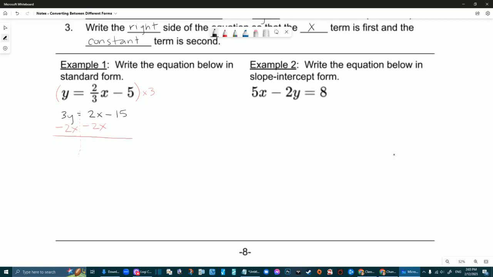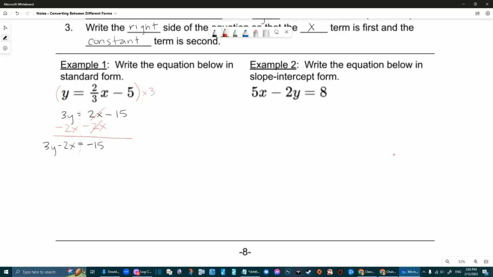And that's going to give us a new equation. On the right, the 2x and negative 2x form a zero pair. That leaves us with minus 15. On the other side, I get 3y minus 2x.